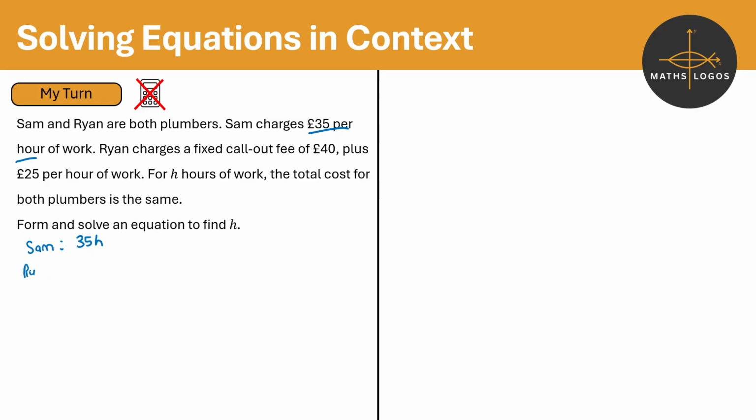And then we'll look at Ryan. So Ryan charges a fixed call-out fee of £40. So he costs £40 regardless of how many hours. So I'm not going to multiply that by h. But it then says plus £25 per hour. So I do then have to add on £25 multiplied by the number of hours. And I get my expression like this.